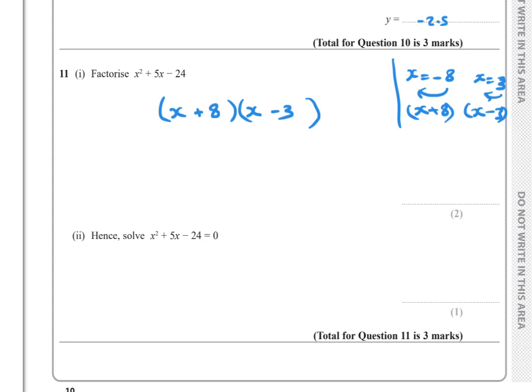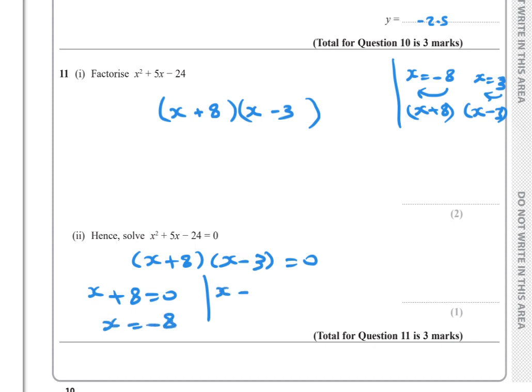Part ii, hence solve x squared plus 5x minus 24 equals 0. This equation equals 0 if x plus 8 times x minus 3 equals 0. We have two cases. If x plus 8 equals 0, so x equals negative 8, or x minus 3 equals 0, so x equals 3.